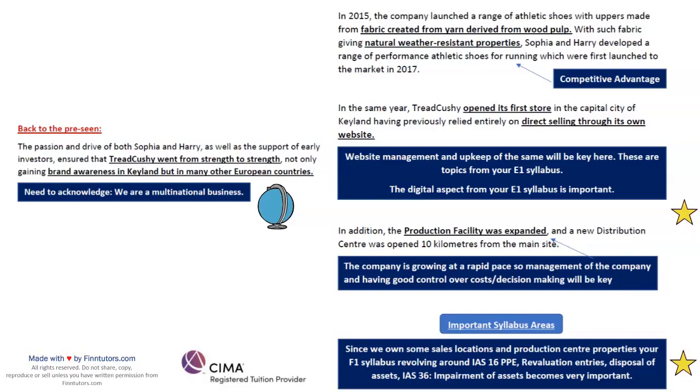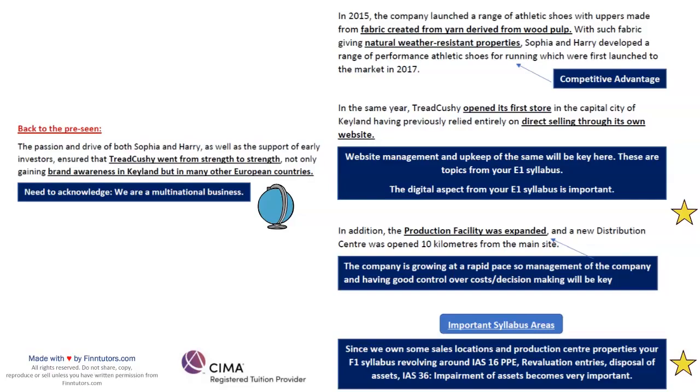So, the digital aspect from your E1 syllabus becomes very important. How do you use machine learning? How do you use AI, artificial intelligence, on a website? How do you engage customers on your website? That becomes very important from your E1 syllabus. So what you can do is, now when you're revising E1, you can start thinking about TreadCushy, you can start thinking about the website of TreadCushy and how you can manage it. So see, by doing the pre-seen, it gives you specific focus areas of E1, P1 and F1 as well.